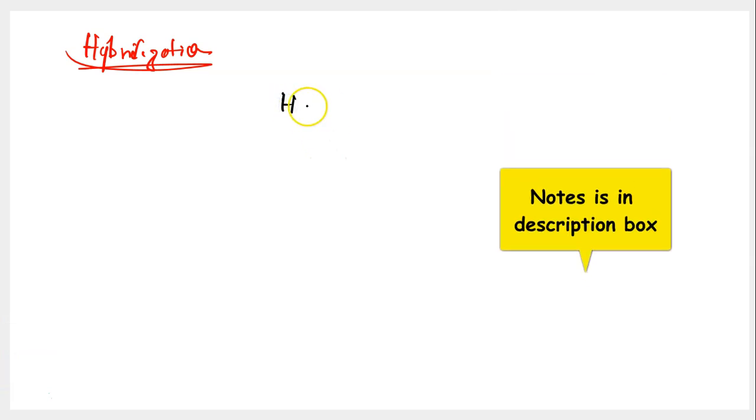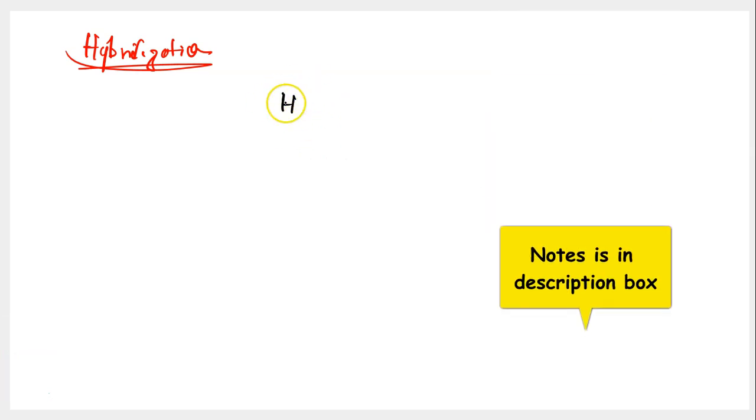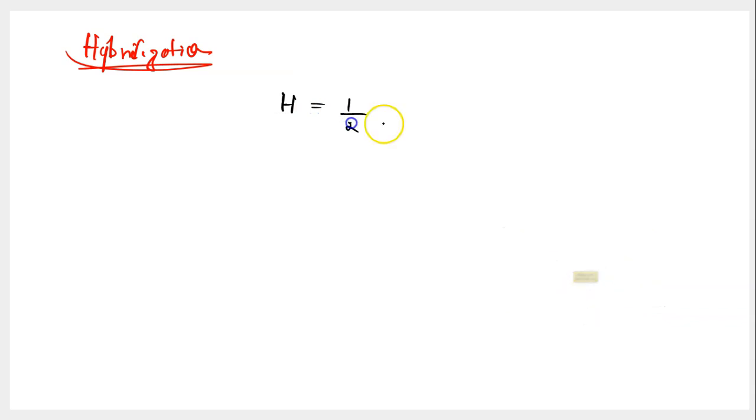And the formula is the number of hybrid orbitals in the central atom, which is H, is equal to half into the number of valence electrons present in the central atom plus the number of monovalent atoms present around the central atom minus the cationic charge if any plus anionic charge if any. So number of hybrid orbitals is equal to half into V plus M minus C plus A.